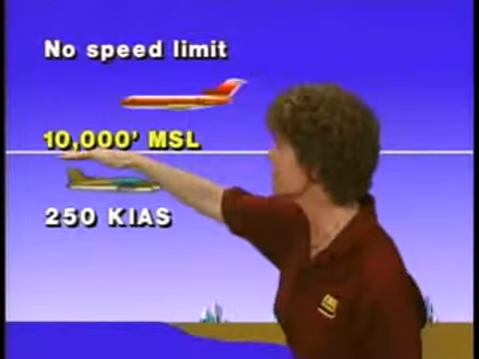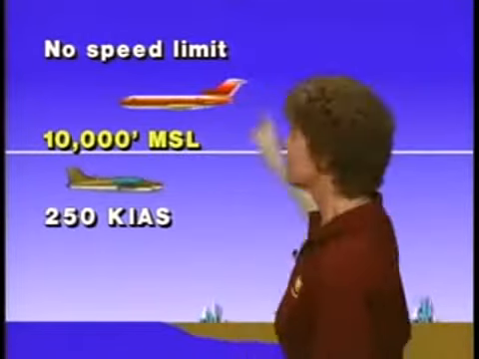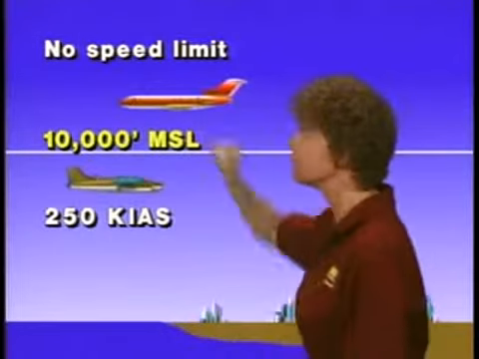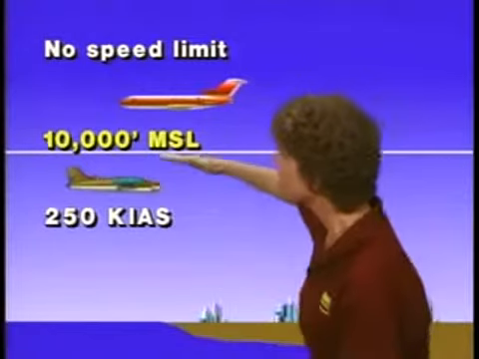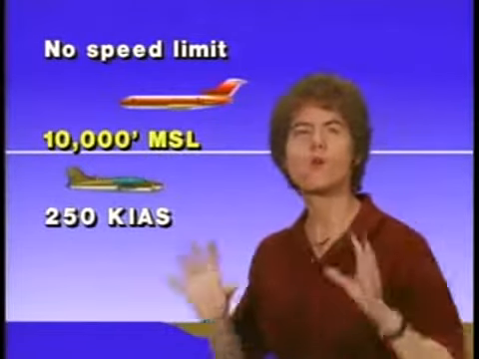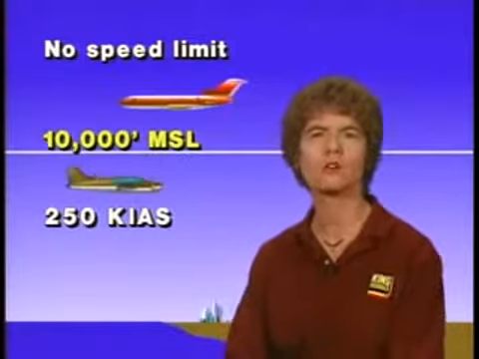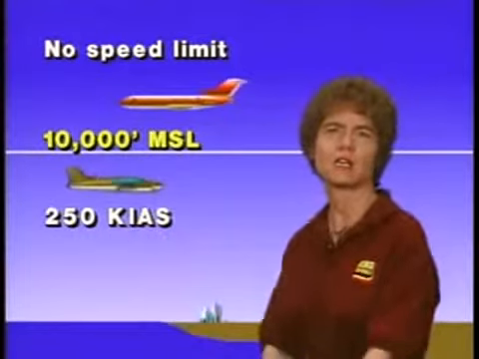Let's talk now about speed limits. There are some speed limits in the sky. First of all, let's talk about at and above 10,000 feet MSL. At and above 10,000 feet MSL, there is no speed limit. So if your grandma wants to run around up there in her Learjet at 500 miles an hour at 10,000 feet, no problem, because there's no speed limit up there. But below 10,000 feet MSL, there gets to be quite a bit of traffic, including relatively slow traffic. So the general speed limit below 10,000 feet MSL is 250 knots indicated airspeed.